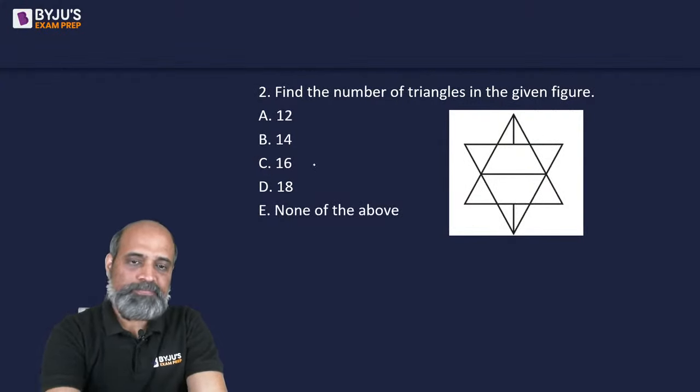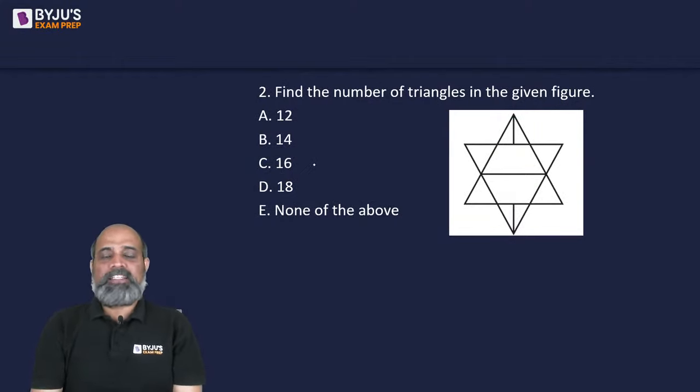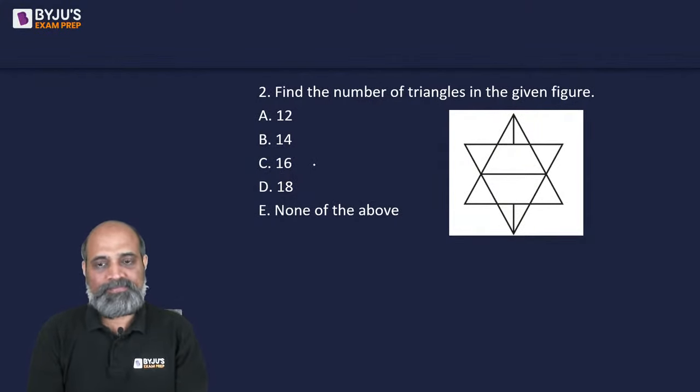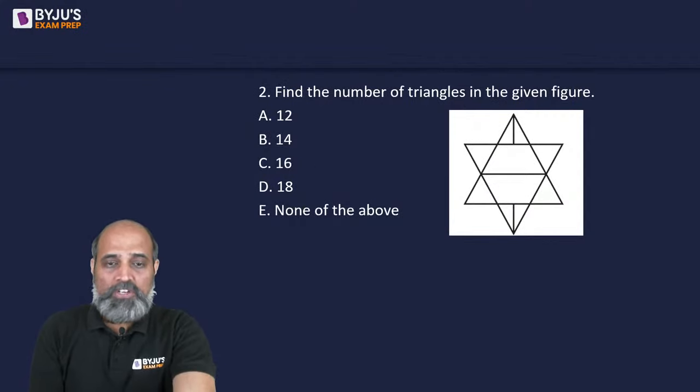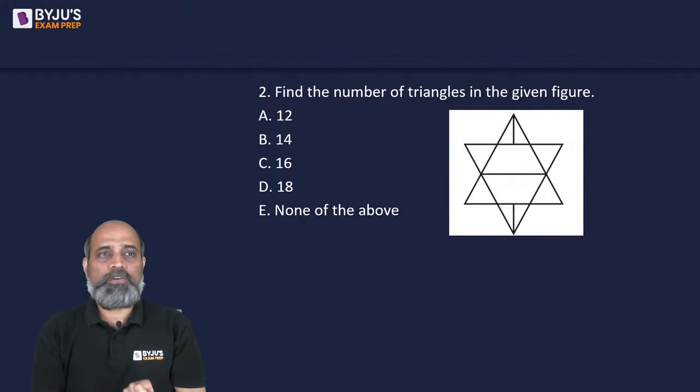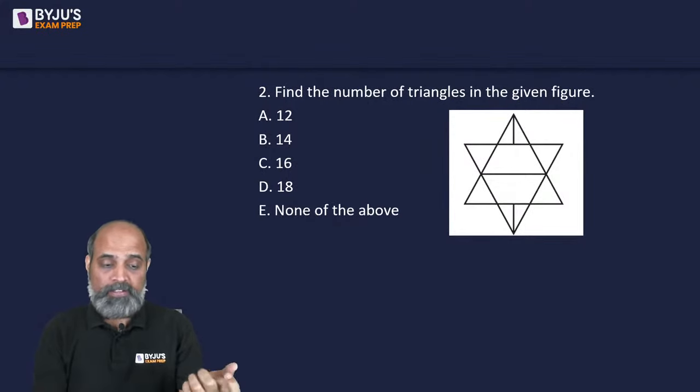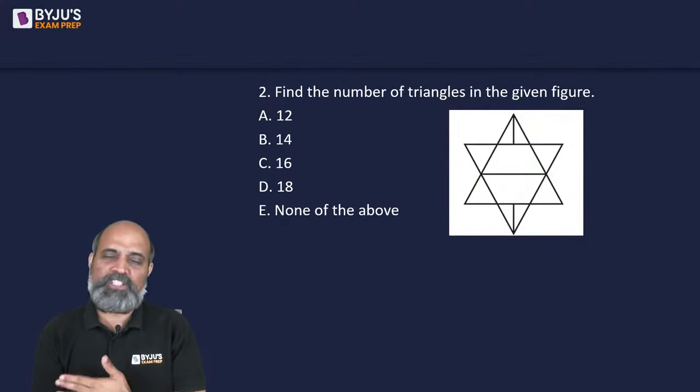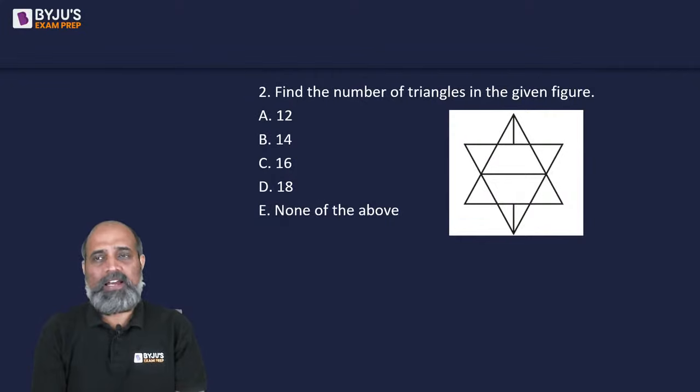Okay, the next one, we need to find the number of triangles in the given figure. See, the questions could be a very standard one, or they could be very random ones. If they are random ones, of course, the only way is to count patiently each and every triangle. And the chances are that you will miss out on 1 or 2 triangles, or you may include some triangle more than once. So the options will match, right?